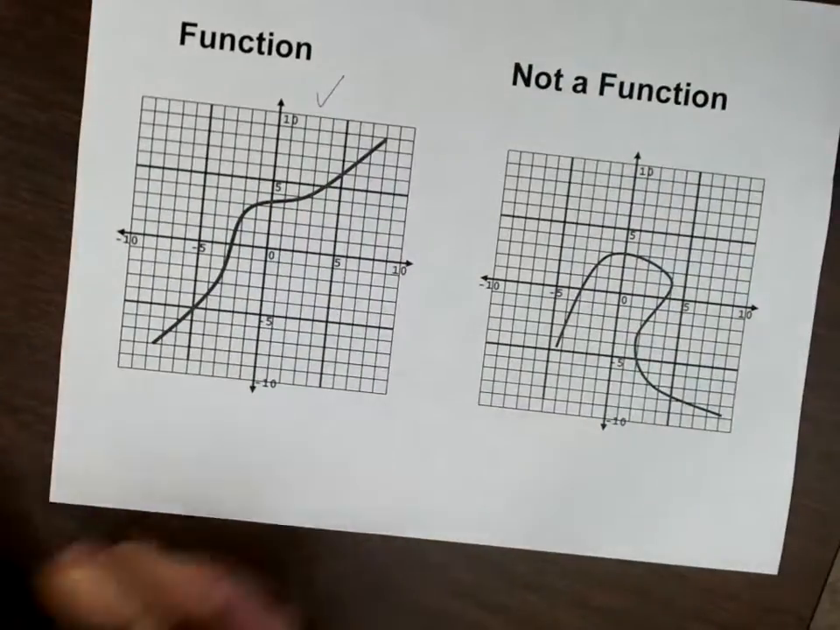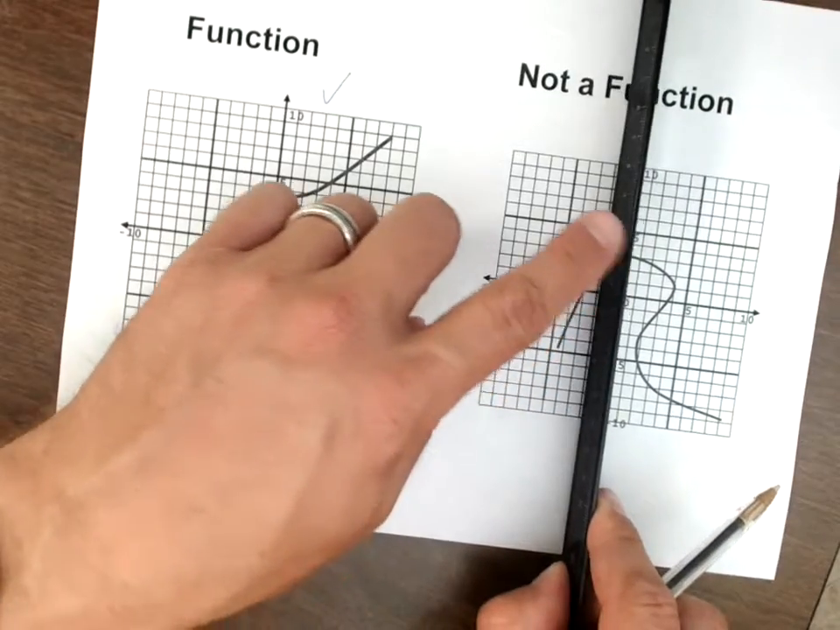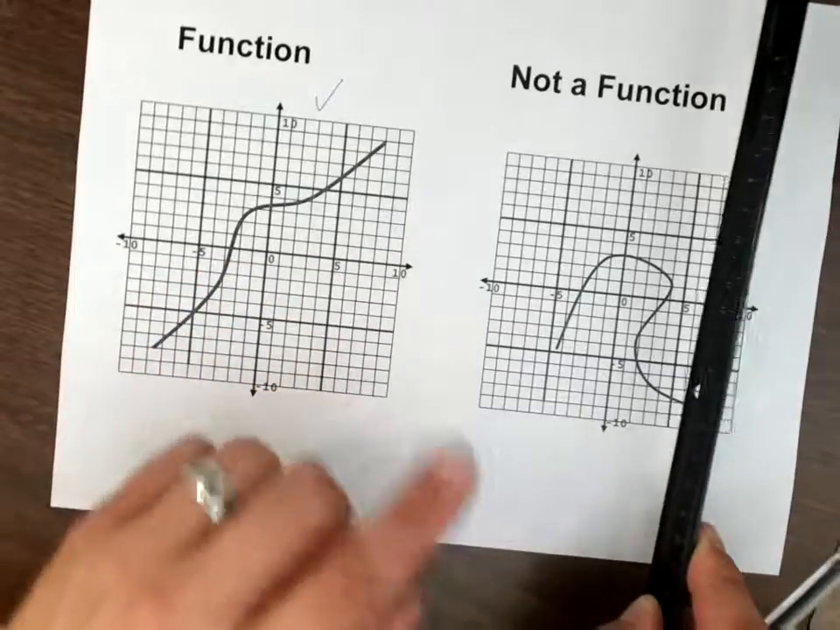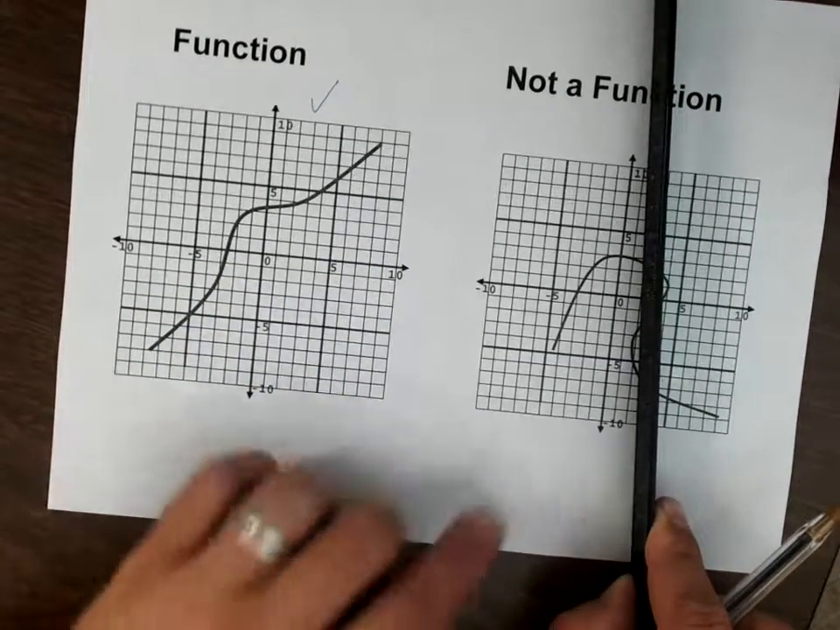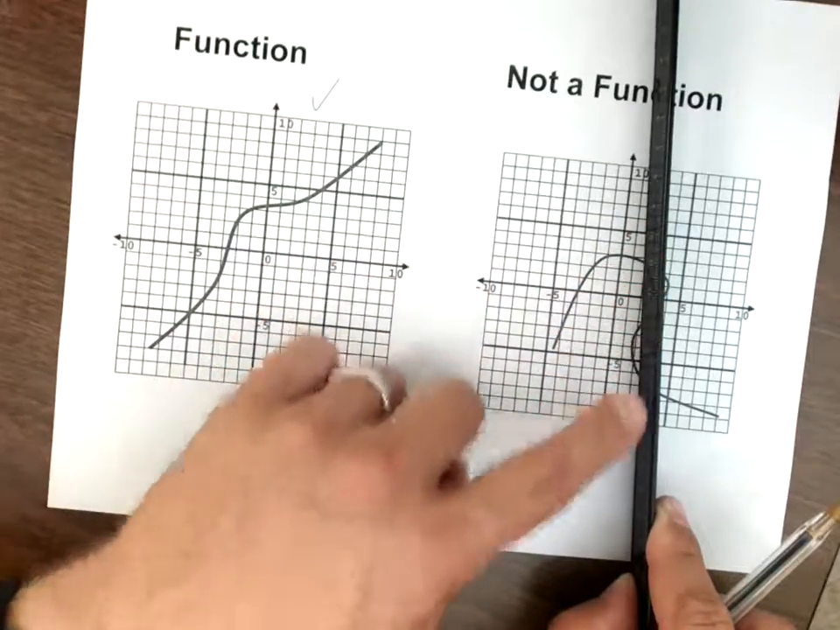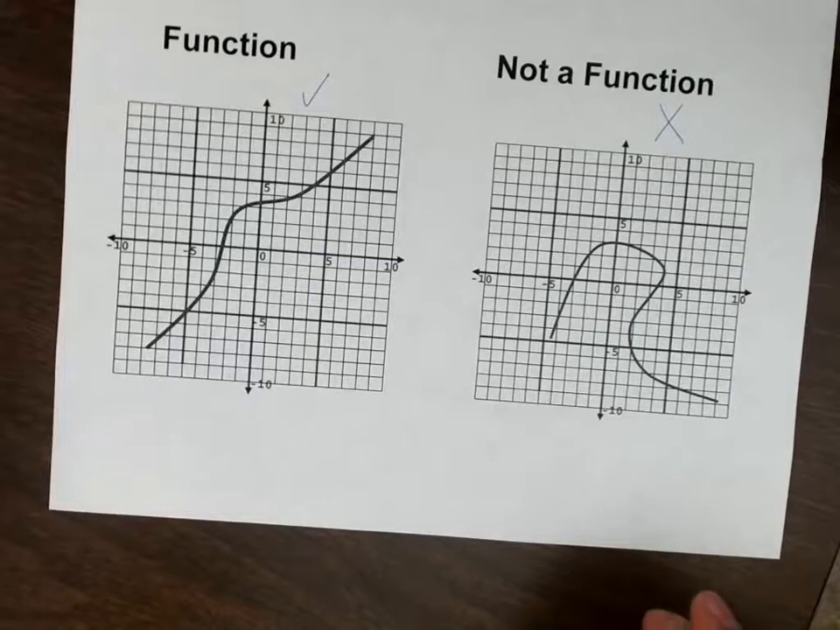But check this out. Yeah, it's one time here. Oh, right there. One time there. But you only got to prove it wrong one time. Look at right here. Rule's kind of tough. It touches it once, twice, 3, 4 times. Definitely not a function. Does not pass the vertical line test.